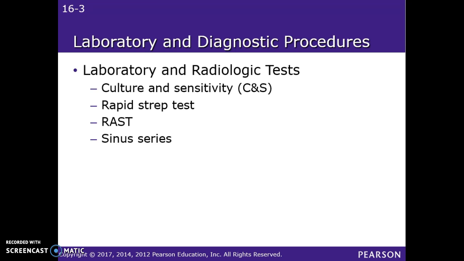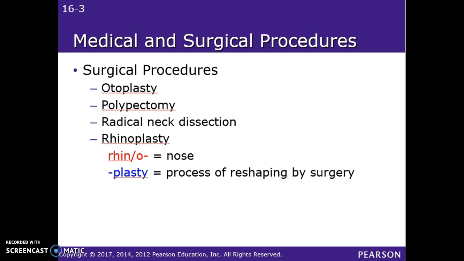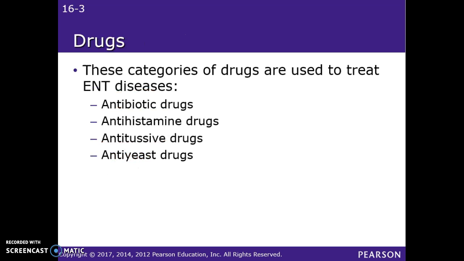Then we'll look at the medical and surgical procedures. So maybe we're looking at having your tonsils removed or having polyps removed, having a nose job done. That's rhinoplasty, so that's reshaping by surgery. Those are all included. And then finally, we'll look at the drugs. So the different types of drugs, everything from antibiotics to antihistamines to antitussives, all of those things are used to treat some of those diseases that we mentioned.